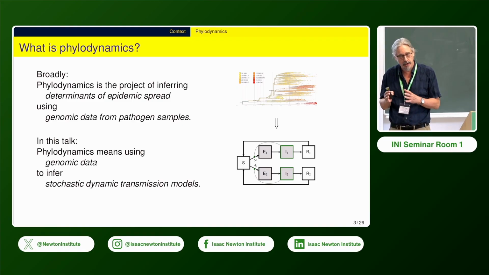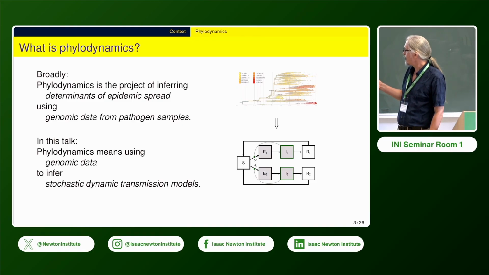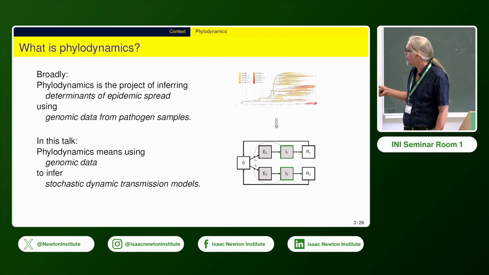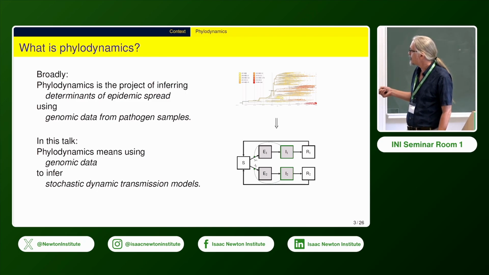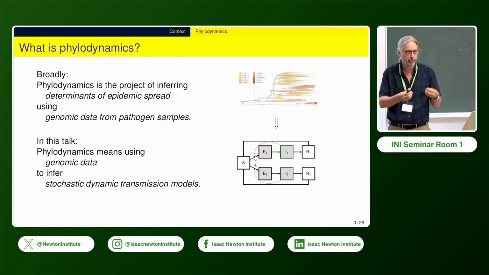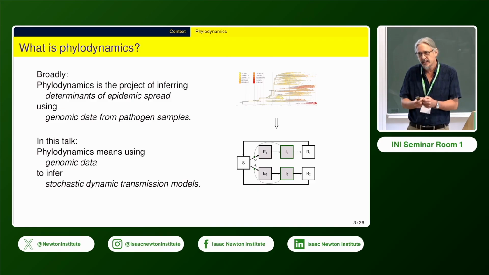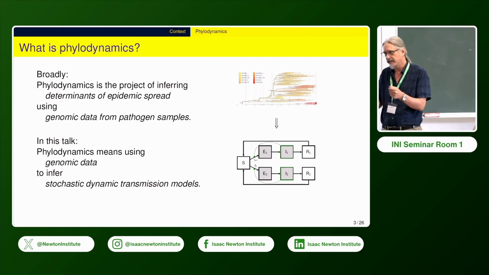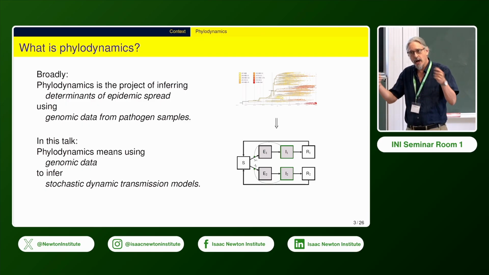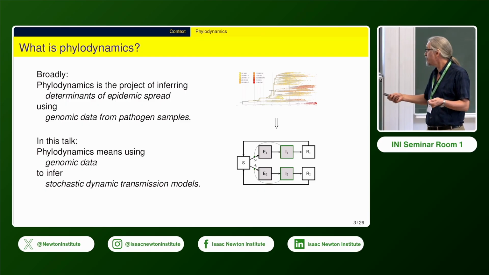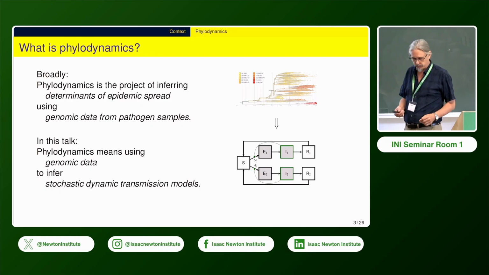I'm going to focus much more narrowly. To begin to narrow it down, I want to specifically focus on bringing information from genomic data to bear on stochastic dynamic transmission models. So not necessarily finding out who actually infected whom, but what probability distribution best explains that.